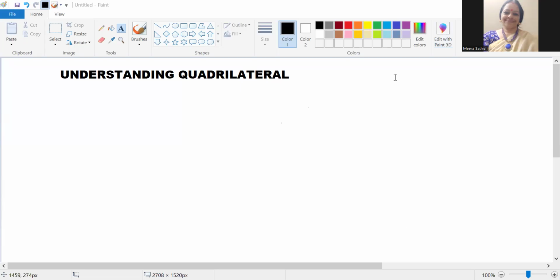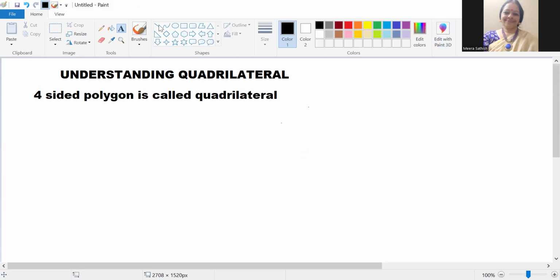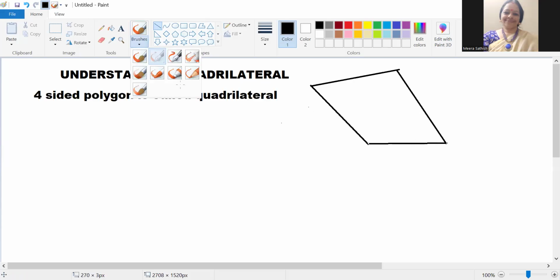Understanding quadrilateral. So, what is a quadrilateral? A quadrilateral is a four-sided polygon, right? A four-sided polygon is called a quadrilateral. There are quadrilaterals of different types. If I ask, you can say many are there.